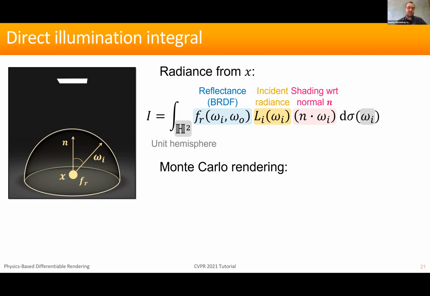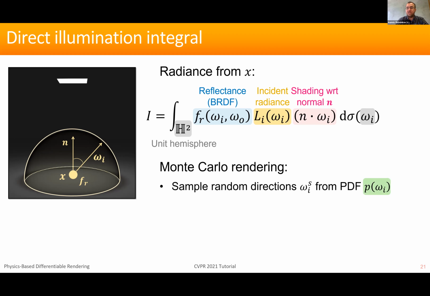And in ray tracing-based techniques and physics-based rendering techniques, typically we evaluate this integral and we approximate our intensity I using Monte Carlo rendering or using Monte Carlo integration. What do I mean by that?